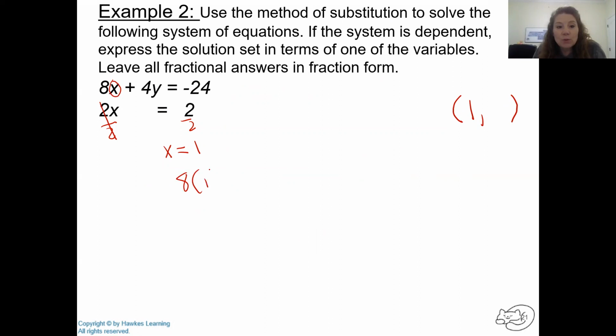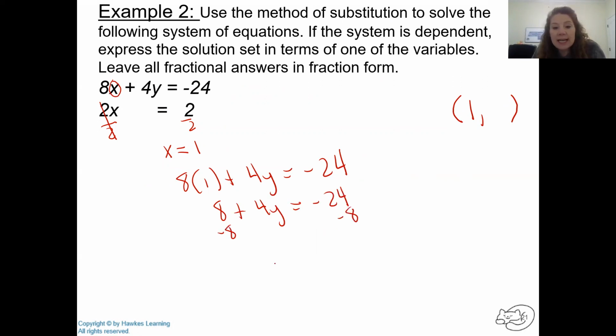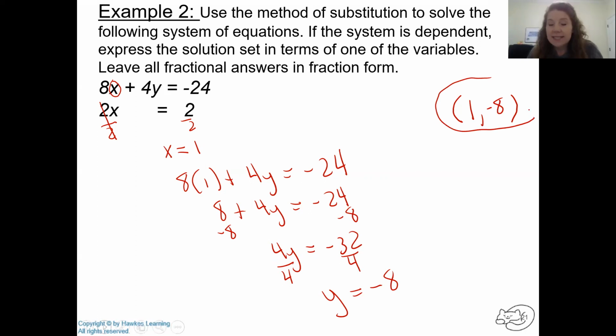So 8 times 1 plus 4Y equals -24. 8 times 1 is 8. And now I'm solving for Y by subtracting 8 from both sides. So I bring down 4Y equals -24 minus 8 is -32. And then I divide both sides by 4, and I find out that Y is equal to -8. So I have one solution, which means consistent, and that solution is (1, -8).